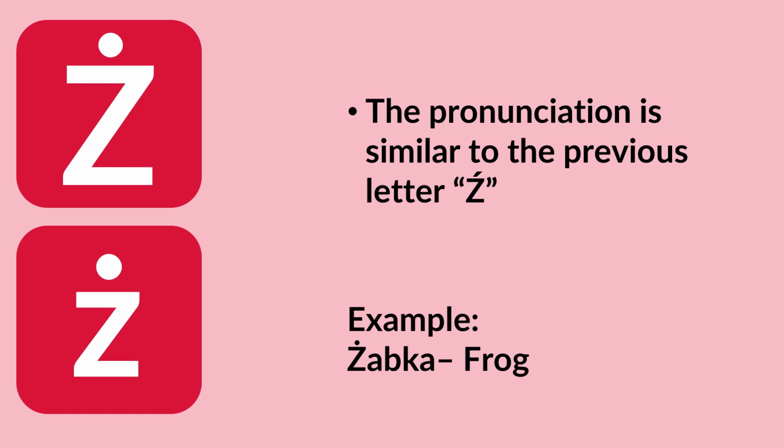The normal Z sound is made when your tongue is just behind the teeth, but the two diacritic Z sounds are made by having your tongue below or above your teeth. Z, zh, zh. An example of this letter being used in a word is żabka, which means frog in English.